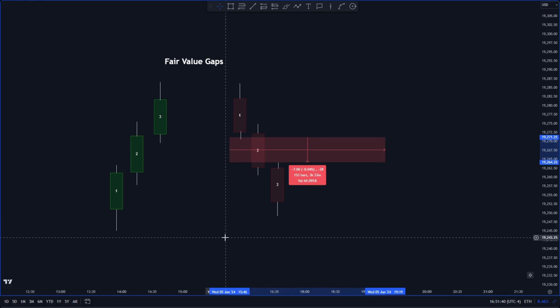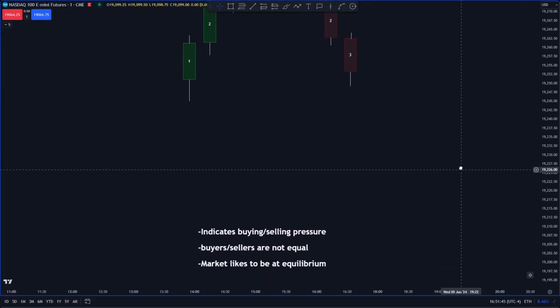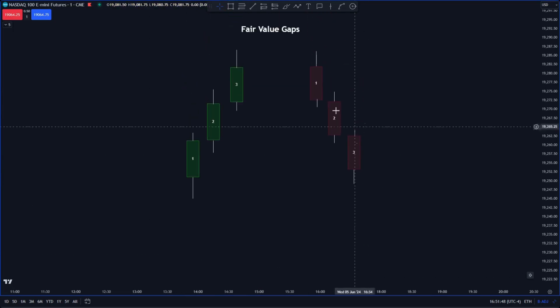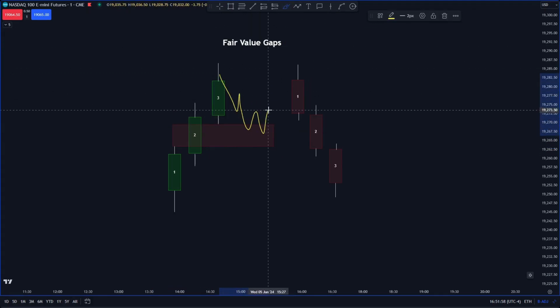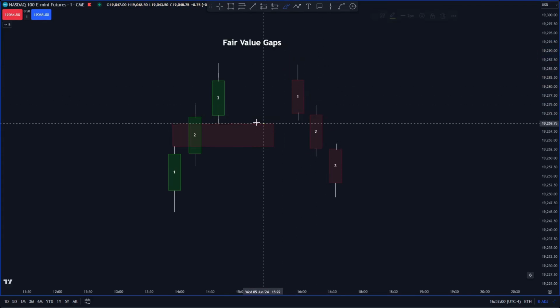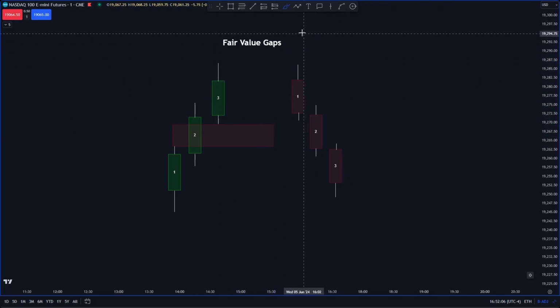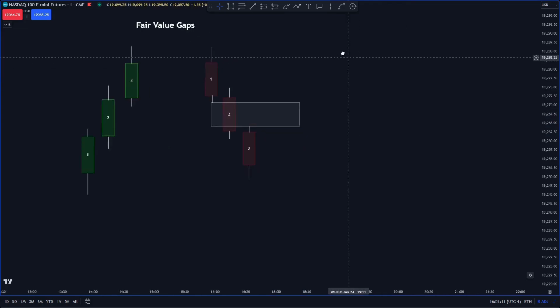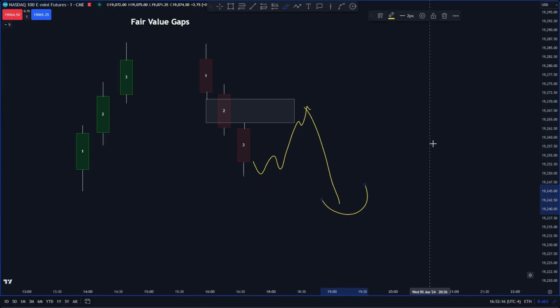And basically why this is important is it indicates a lot of buying or selling pressure. Buyers and sellers are not equal. And since the market likes to be at equilibrium, the market likes to offer fair price, what you oftentimes see is price will return to these levels and then continue in its intended direction. We're just going to rebalance real quick, and then continue off in our intended direction, and vice versa. If this were the bearish example, we will oftentimes see some sort of retracement back into these levels and then continue back in our intended direction.